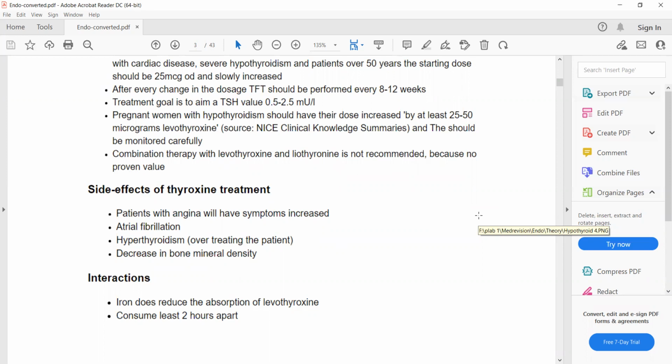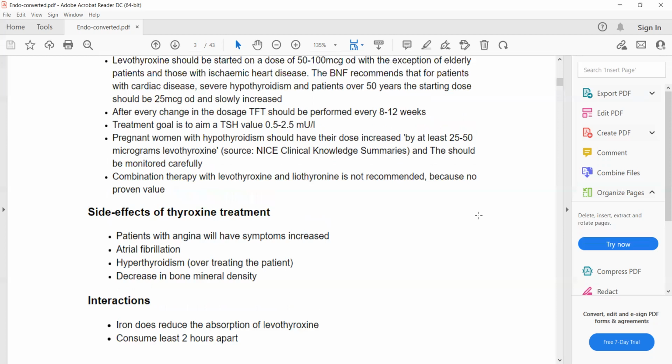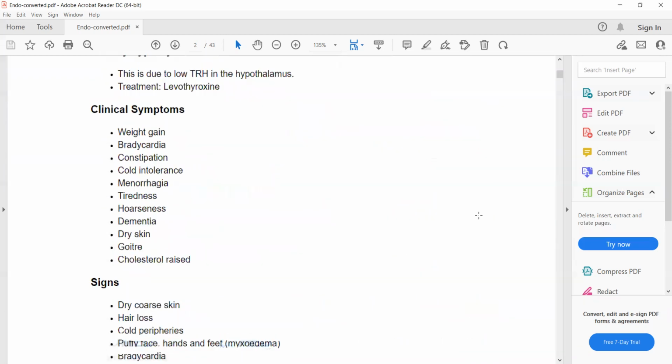And remember that iron supplementation reduces the absorption of levothyroxine. So if someone is taking iron and is started on levothyroxine, then you need to advise them to take them at least 2 hours apart. So this was all about hypothyroidism, its causes and its management.